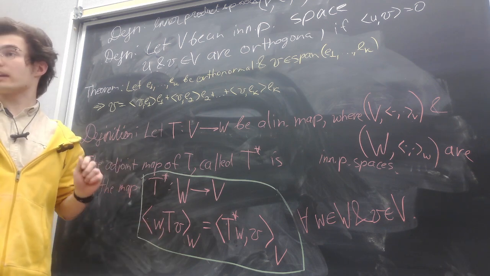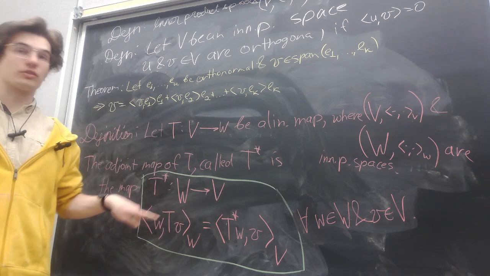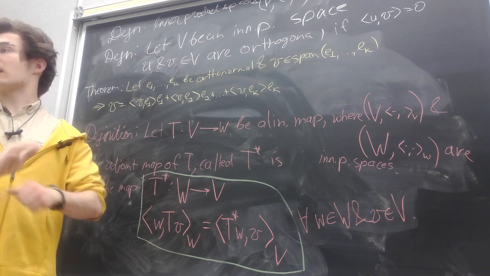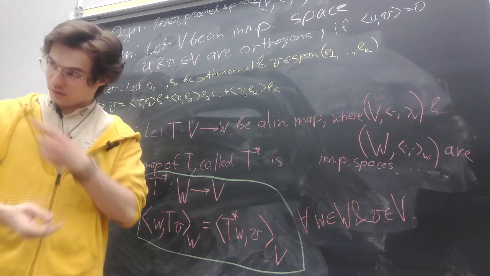I can always take the inner product of one vector with another vector, because the inner product structure is something inherent to the vector space. It has nothing to do with the linear map itself. Good point though.